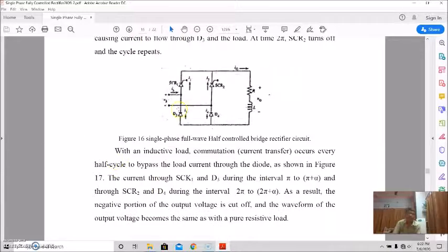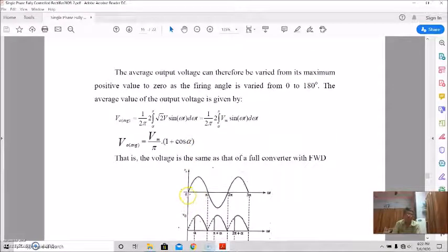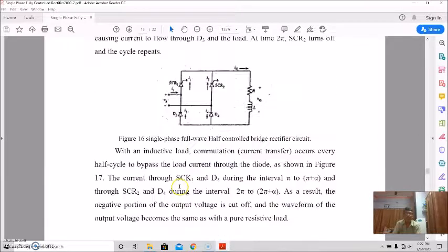Yes. See, this is the waveform. So alpha is 0. Okay, so SCR 1 is conducting. SCR 1 is conducting means current is flowing. Since SCR 1 is conducting, it is just like a switch, so it will be closed. So current will flow in this way.